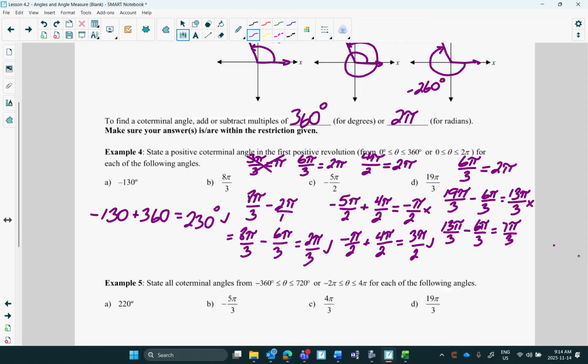Too big? Yeah, just a little. So I've got to go one more. 7 pi over 3 minus another 2 pi, or 6 pi over 3, gives me pi over 3. That's okay. But if I tried subtracting again, I'd get into the negatives, which I can't have.